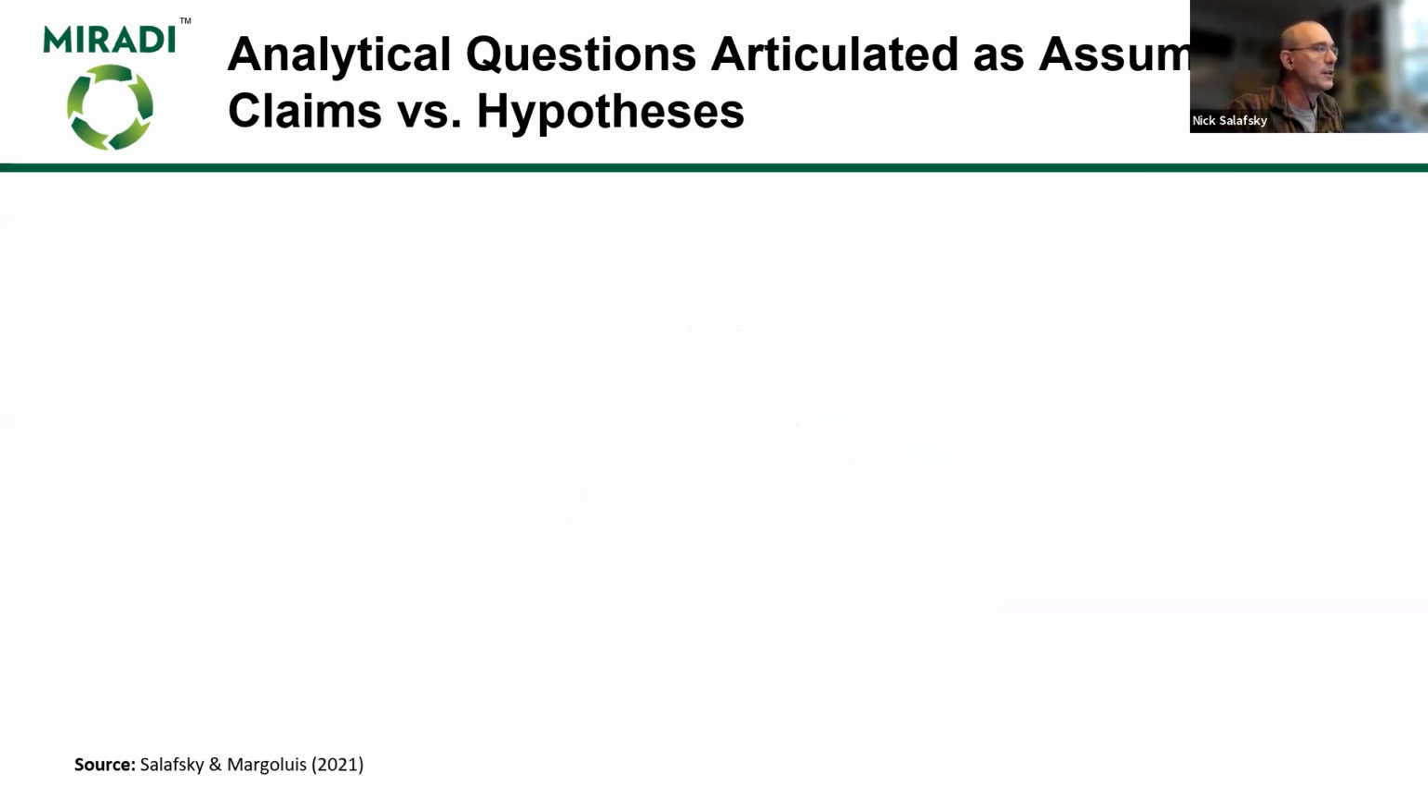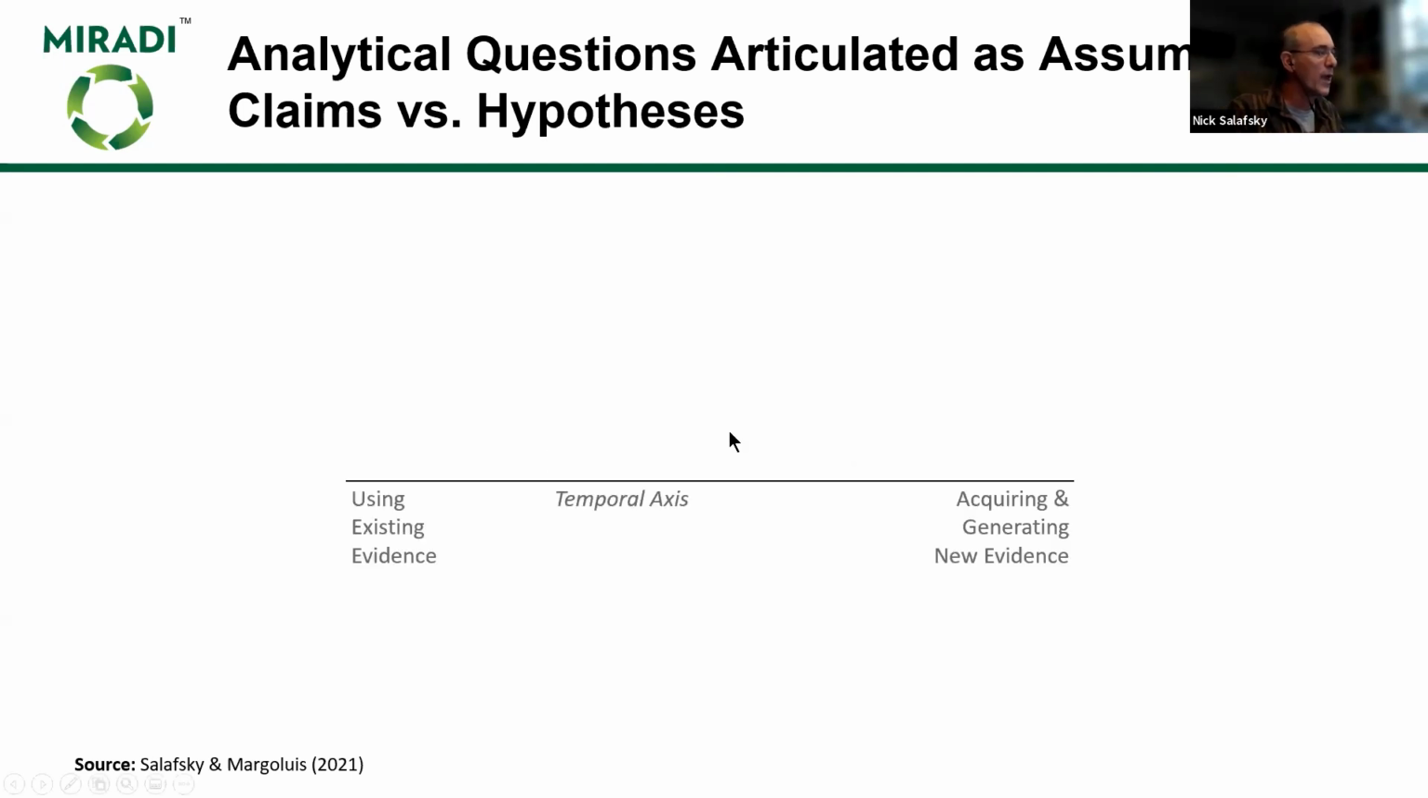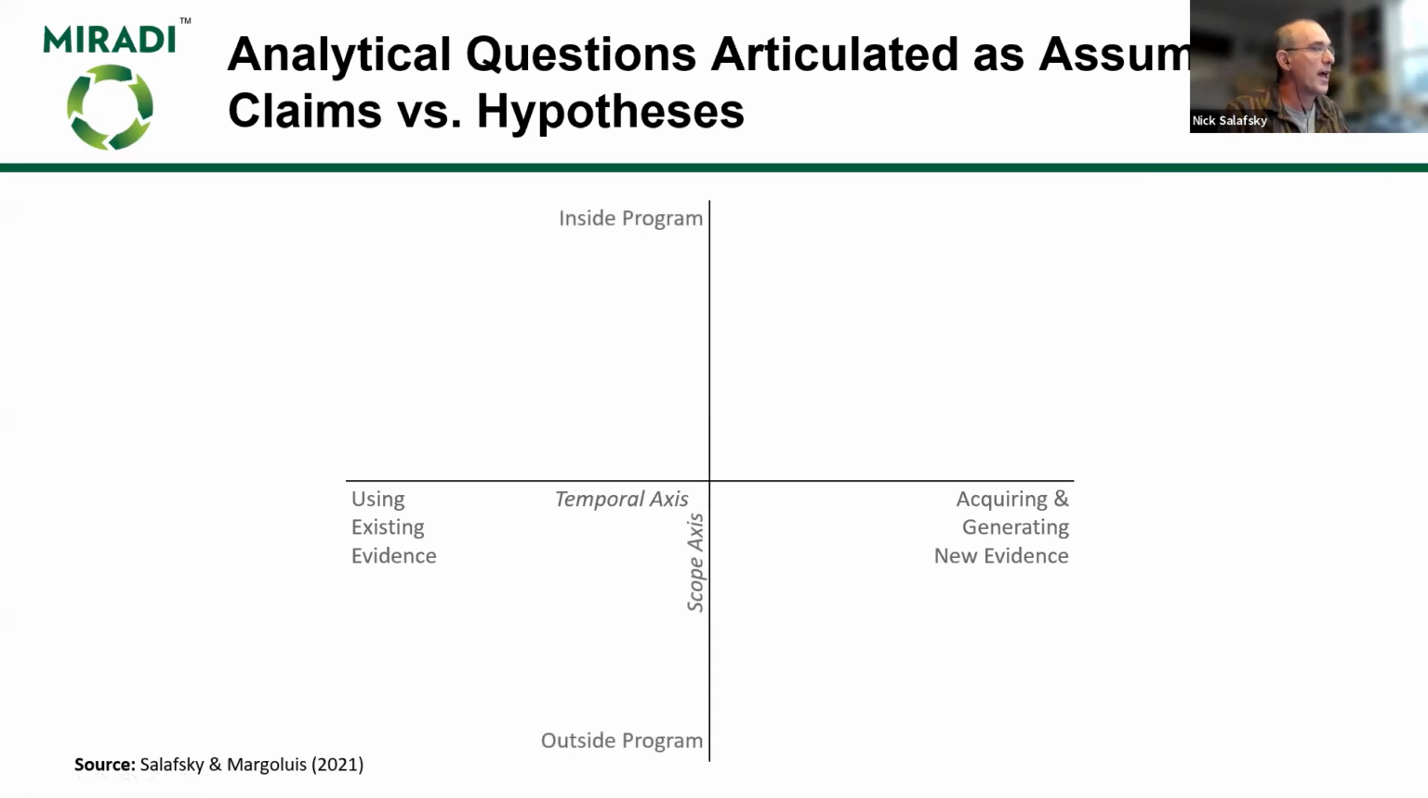And so we're having this idea of analytical questions. They are the way of framing what you need to know, but to apply evidence to them, you actually need to articulate them as assumptions. In our world, we have existing evidence, and we can also acquire and generate new evidence. So there's a temporal axis in which we can think about evidence. And then we also have evidence from inside our project or program and evidence from outside our project or program. So there are these two different axes, and that leads to 4 quadrants.